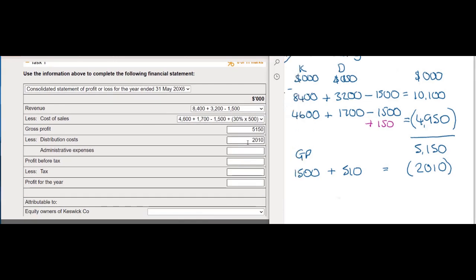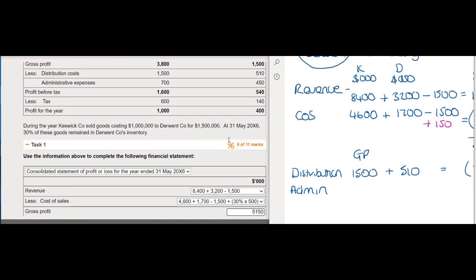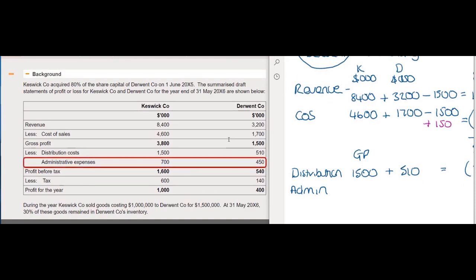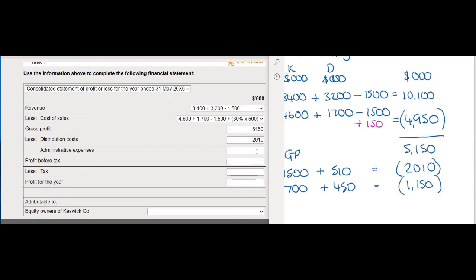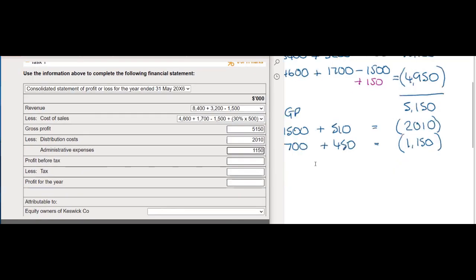The next one is for my admin expenses. Looking at the information that I have been given, I can see that Keswick has admin expenses of 700,000 and Derwent has 450,000. Therefore, the total admin expenses for the consolidated accounts are 1,150,000. With that calculated, I can then add that to my correct box. This will then give me a profit before tax figure, which comes to 1,990,000. Adding that to my box.